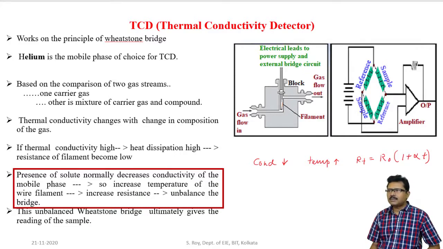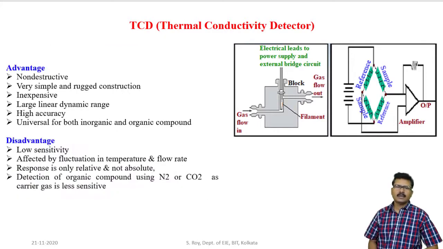Now the degree of unbalance of this Wheatstone bridge will depend on the concentration of the sample to be tested. It means if the compound concentration is higher, then the Wheatstone bridge will provide higher output. If the concentration of the sample is lower, the Wheatstone bridge will provide lower output. The amplifier output is the ultimate indication of the unknown sample to be tested.